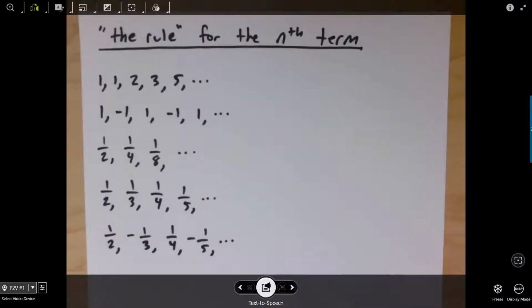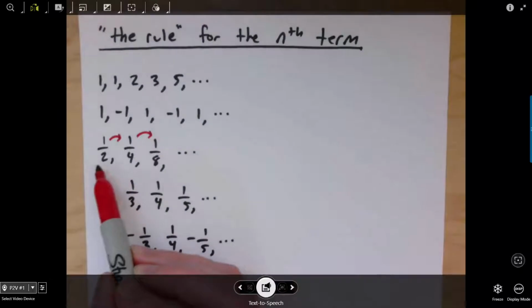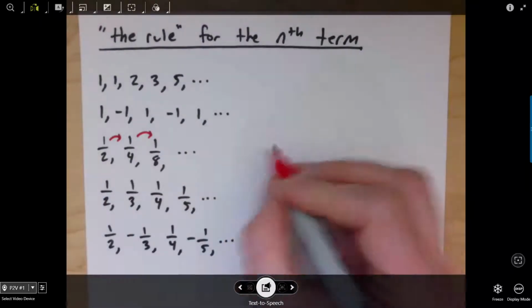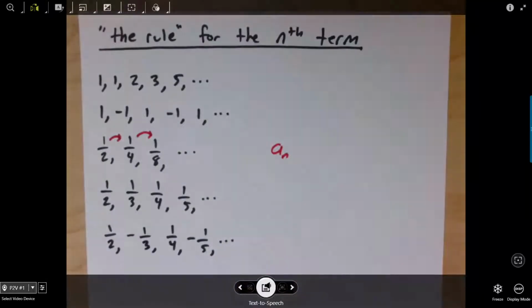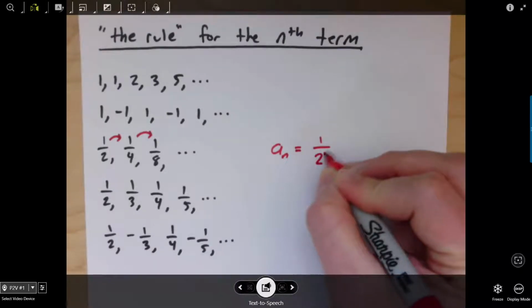One common thing to want to do is to write an algebraic rule that will tell you what the nth term in the sequence is. So let's start in the middle here. So I've got a sequence where the first term is 1/2, and then 1/4, and then 1/8. You might notice that these are successive powers of 1/2, so I can get from here to there by multiplying by half, and then multiplying by half again. So the way you would notate the nth term is you would say A subscript n, the nth term, equals 1 over 2 to the n.